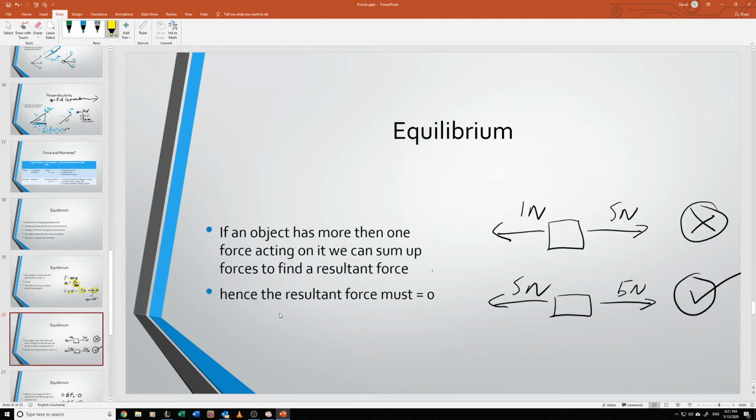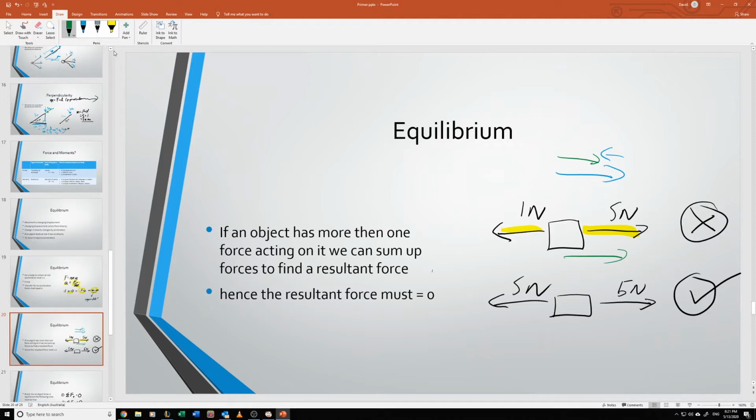Okay, so what does this mean for us? It means if you have an object with multiple forces on it, so over here, this one has a 5 Newton force to the right and a 1 Newton force to the left. This object does not have a net 0 force. If we add up those arrows, we're going to get 5 newtons in this direction and 1 newton in that direction, so our resultant would be equal to that much. So it has a force. Therefore, this object will start accelerating in this direction.